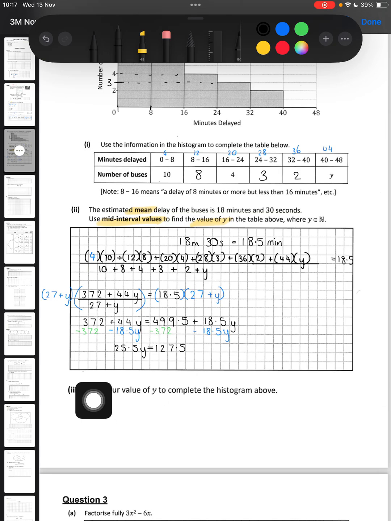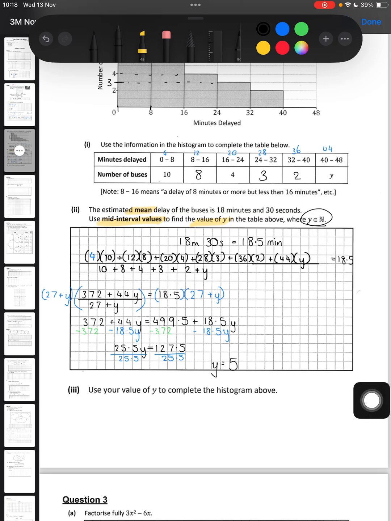Now we need y by itself on the left-hand side. So I need to get rid of the 25.5 that's multiplying it. So I'm going to divide across by 25.5, and I'm going to get that y is equal to 5.